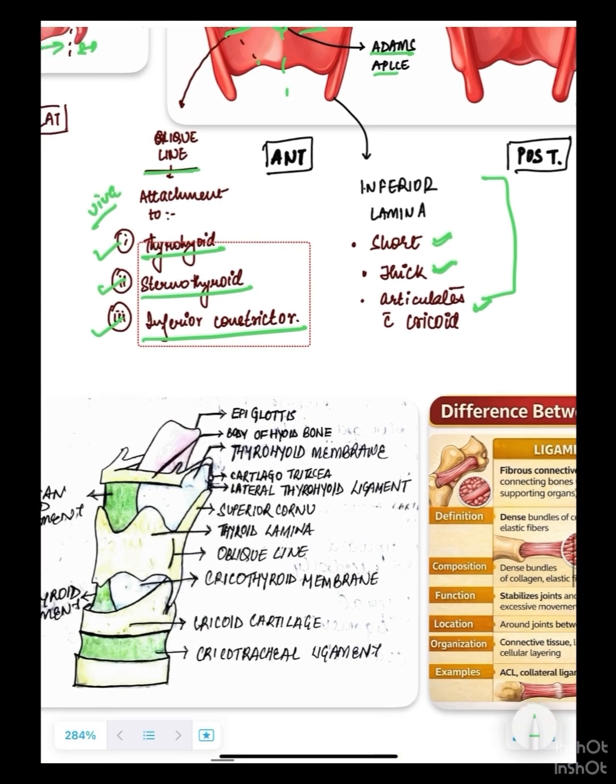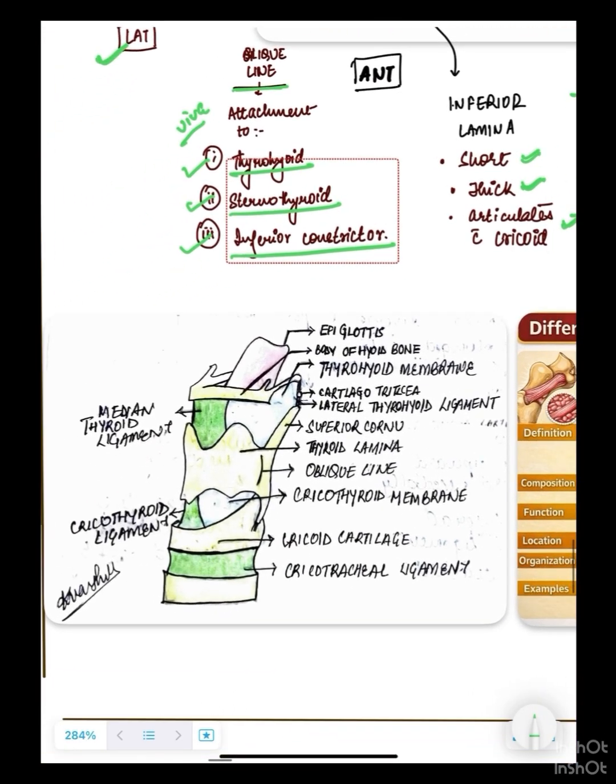This is a very good diagram. I just want you to go through it because it has all the membranes, all the ligaments, and the orientation. You can see this is the epiglottis, this is the hyoid bone, this is the thyroid cartilage, this is the superior cornua, this is the inferior cornua, then you have the oblique line, then you have the ligaments over here. The greenish ones are the ligaments.